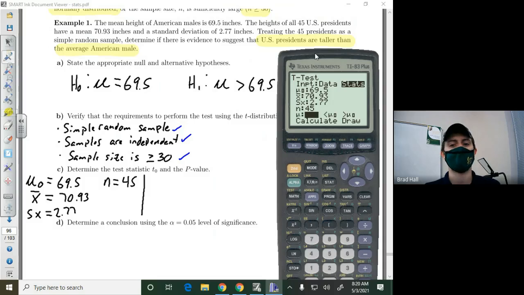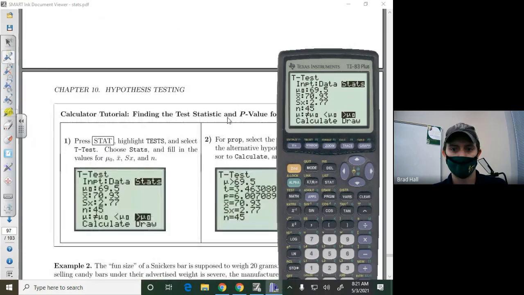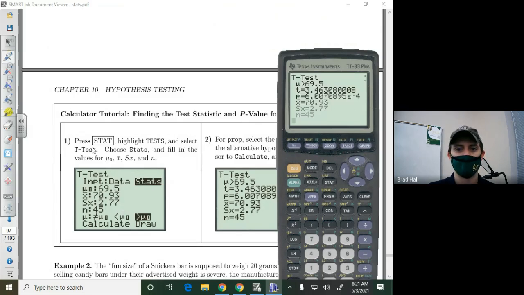So those are our givens. And finally, we just need to pick the inequality symbol that matches our alternative hypothesis. Again, we did this in the last section. I'm going to pick the greater than sign because our alternative hypothesis has a greater than sign. That's it. Once you have all of these values in, let's just make sure it matches what we have in my tutorial down here. It seems good. Go all the way down to calculate and press enter.